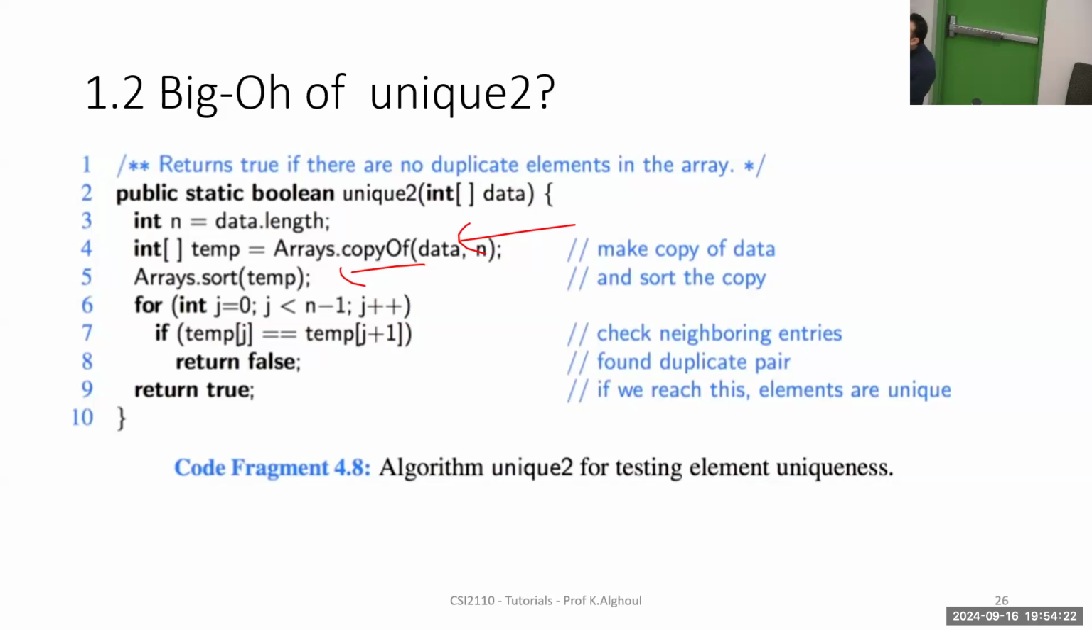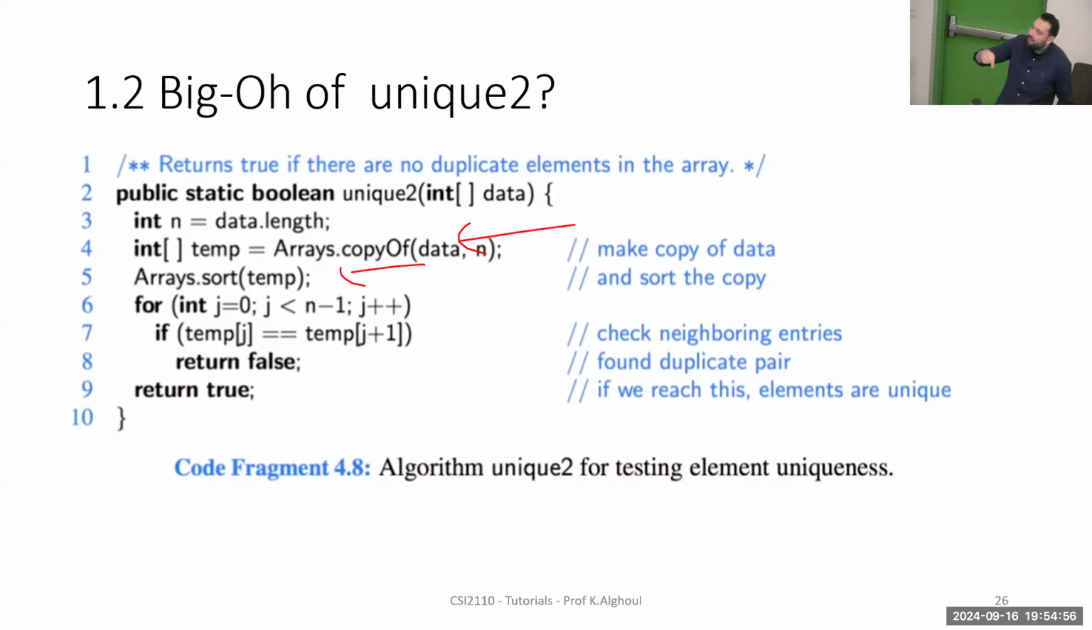Now, what about the Arrays.copyOf data, n? Who wants to tell me what this would be? Taha. Basically, we are going to check if there is any duplicate here. So first we're sorting it. If the items are sorted, two duplicates are going to be together, no matter where they are in the sorted array. They're going to come one after the other. So let's say the best case is the first two of them are the duplicates, so you get them in the beginning.